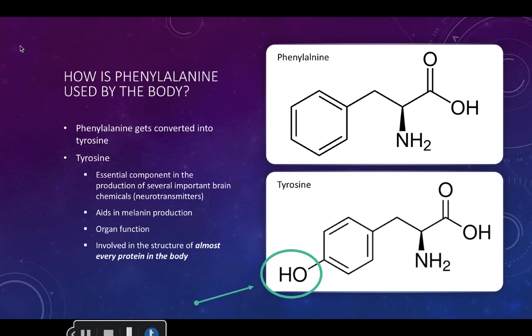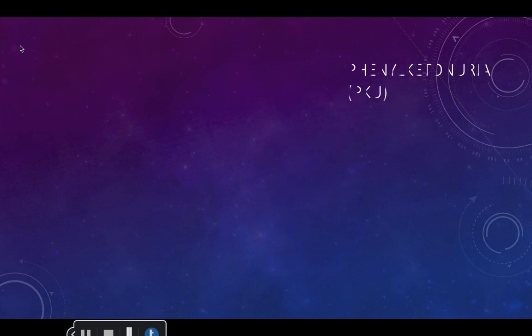Tyrosine is needed to make proteins and brain chemicals, such as epinephrine and thyroid hormones. Tyrosine also aids in melanin production, which is a pigment responsible for hair and skin color. It helps in organ function as it is responsible for making and regulating hormones. And last but not least, it is involved in the structure of almost every protein found in the body.